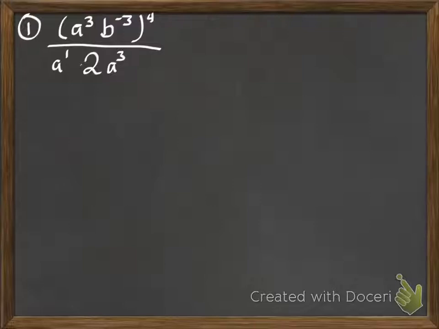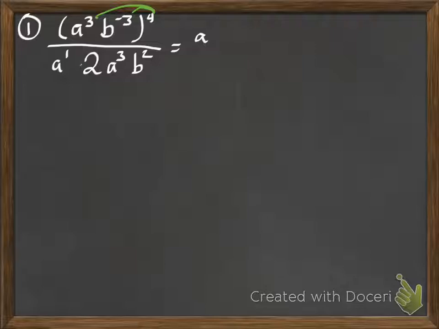If you have a cubed, b to the negative third, raised to the fourth power, divided by a to the first times 2a cubed b squared, what do you think you might do first? Multiply the top by the 4 exponents. Distribute that 4 exponent. So clear your parentheses first if you can.